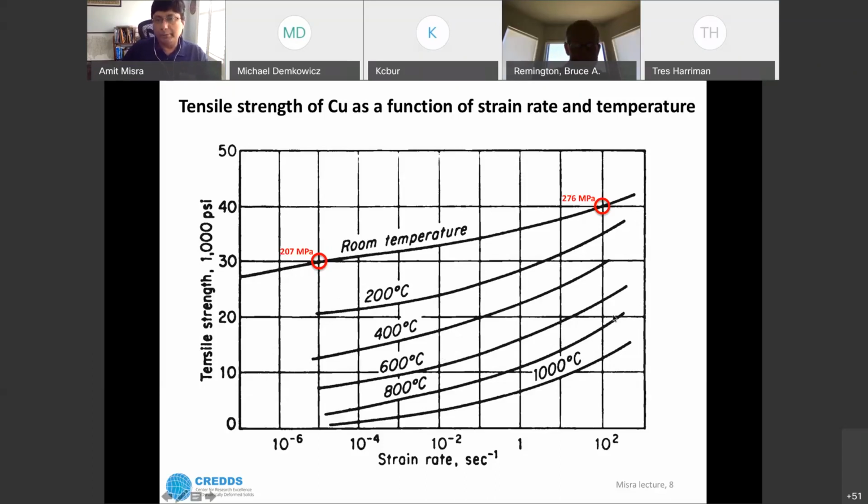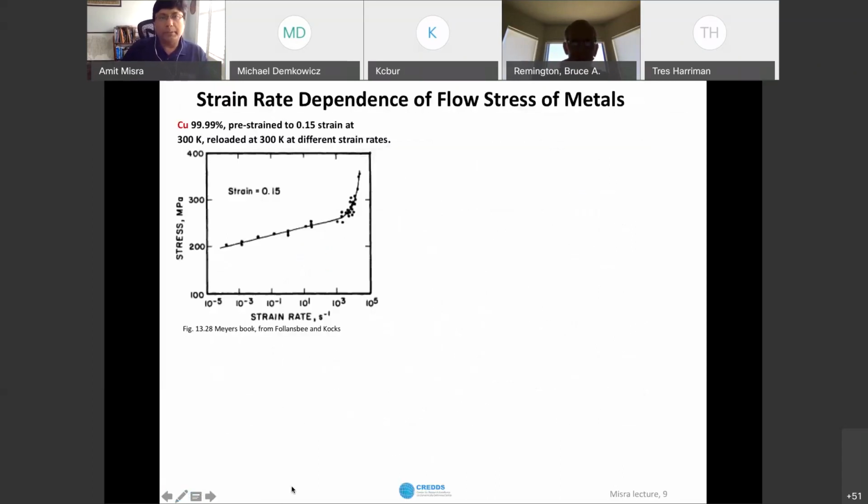This plot only goes up to strain rate of 100. So what happens if you go higher? So a couple of examples shown in this slide. This one is the yield strength of copper, which is 99.99%. It was pre-strained to a value of about 0.15 strain at room temperature, and then reloaded at different strain rates. And here we see the strength values as a function of strain rate.